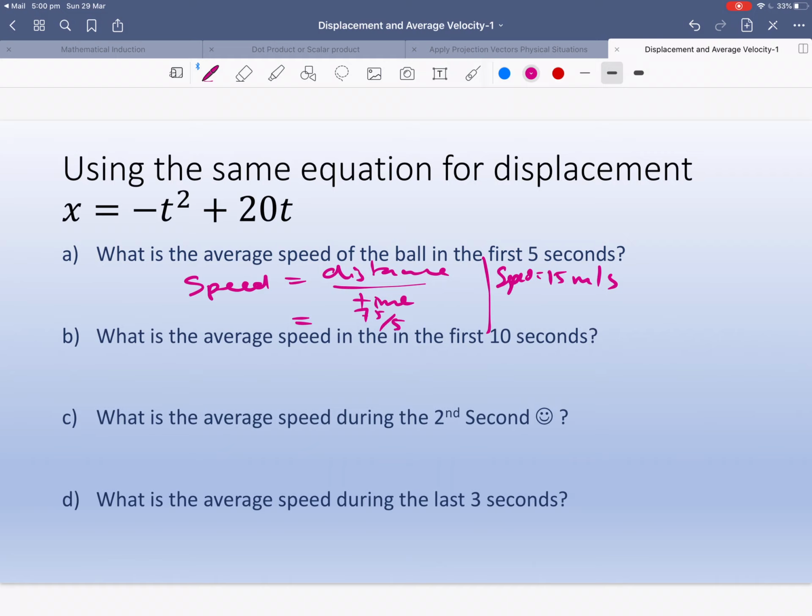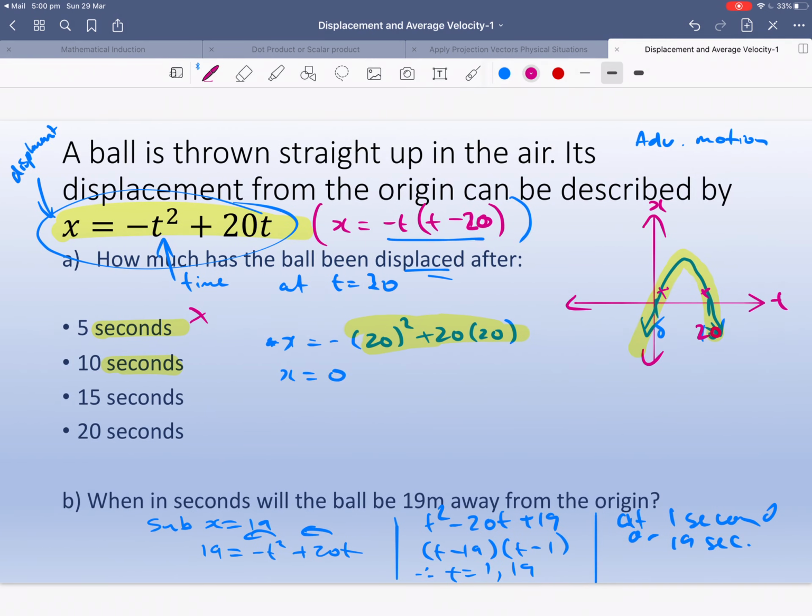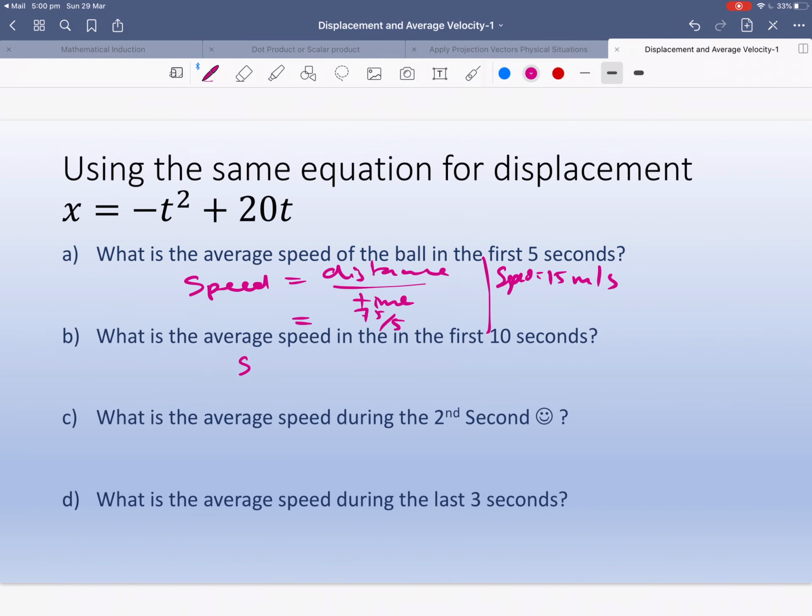What would the average speed be in the first 10 seconds? Well, after 10 seconds, we found out that it was 100 meters away. So we go speed equals 100 over time 10, and it's going to be 10 meters per second. Okay. So what's happened? Why has the speed changed dramatically over that time? Well, essentially gravity has started taking over, so it slowed the ball down. So the average speed has changed a lot.